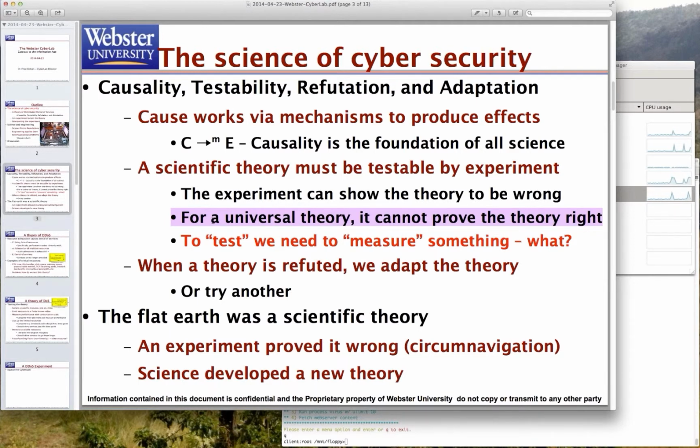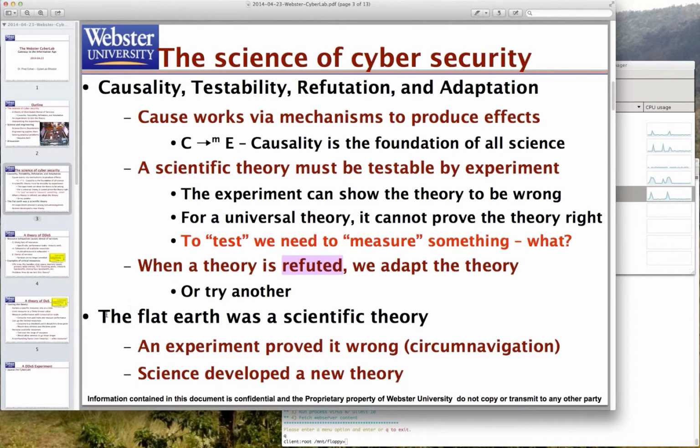So you test and measure something, and the measurement has to be compared to what the theory predicts for the measurement. And if the measurement disagrees with the theory, either your measurement's no good or the theory's wrong. When a theory is refuted, that is, the measurement's right and the theory's wrong, then we have to adapt the theory or try something else.